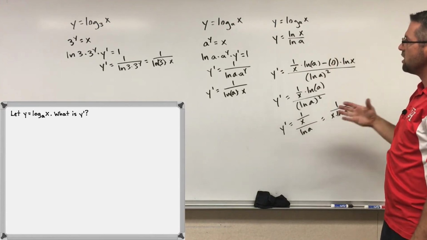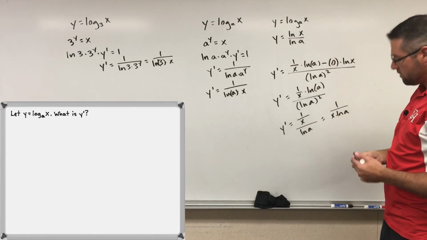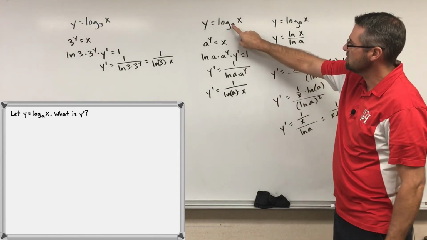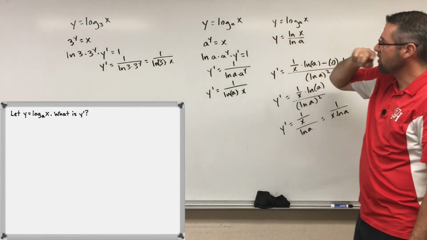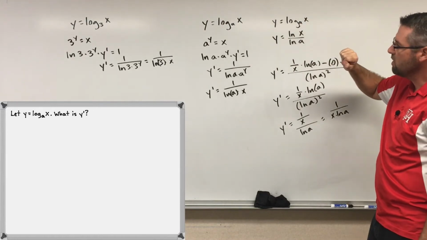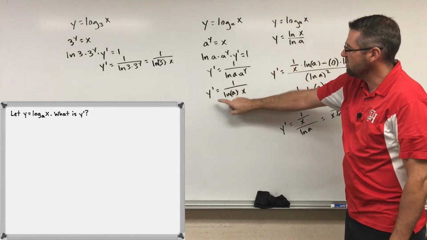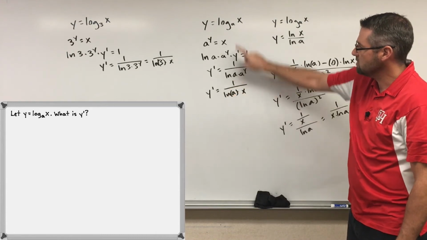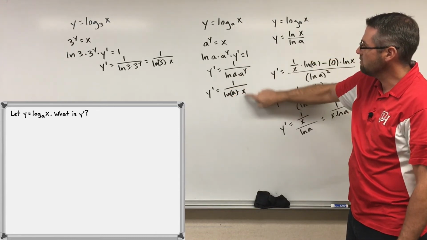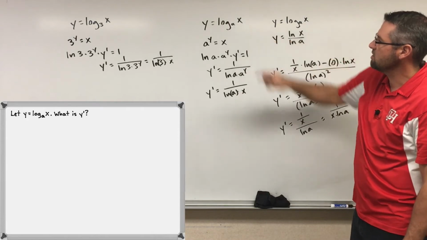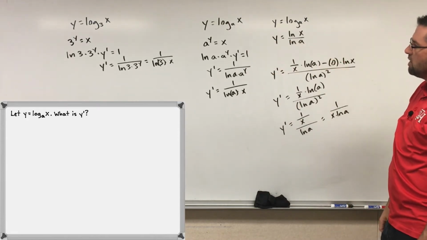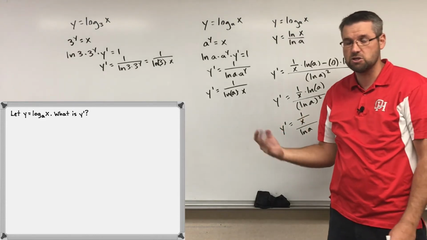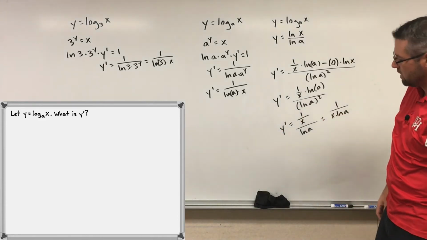But notice the general theme here, that if I want the derivative of a logarithmic function, whatever the base is, as long as it's a constant, and then I have a variable or even a function inside, the end result is that the derivative is 1 over the natural log of the base, natural log of a, times the argument, times the thing inside the logarithm. And so hopefully you can see that there's a relationship between exponential functions and logarithmic functions, okay?